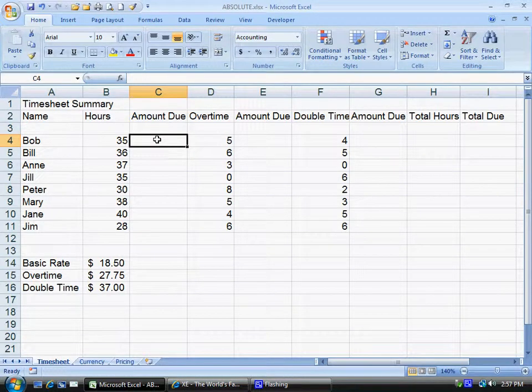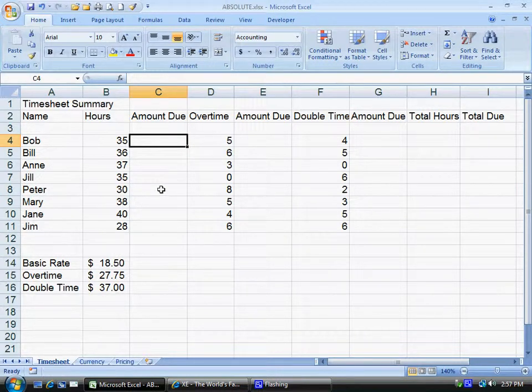Here in cell C4 we need to write a formula to calculate the amount of money due to Bob after he's worked 35 hours at a basic rate of $18.50 an hour. We need a relative reference to Bob's hours, so as we fill it down it will look at Bill's hours and Ann's hours and Jill's hours. But we need an absolute reference to the rate, so that as we fill it down, it continues to look at the rate in cell B14.